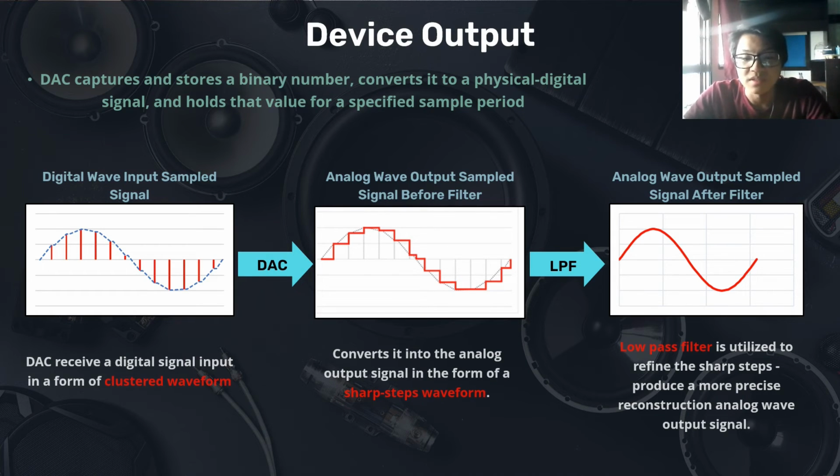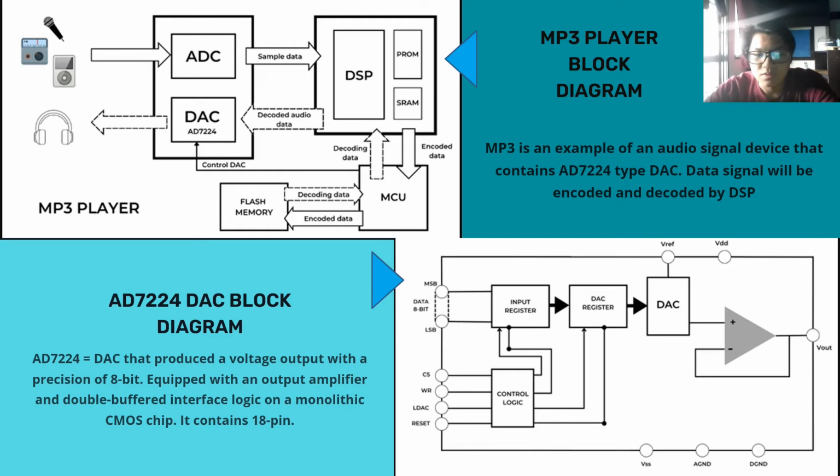analog wave output signal. Next, we have the block diagram of an MP3 player. MP3 is an example of an audio signal device that contains the AD7224 DAC. Data signal will be encoded and decoded by a digital signal processor. First, the audio signal data will be received from the sound, microphone, or radio FM by the ADC, and the ADC will convert the analog data to digital data to be processed by the digital signal processor.